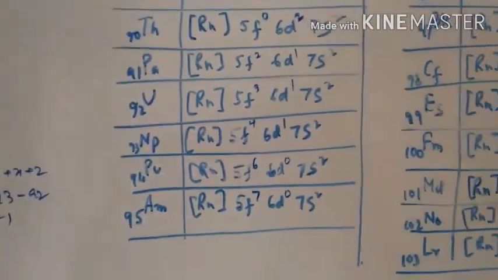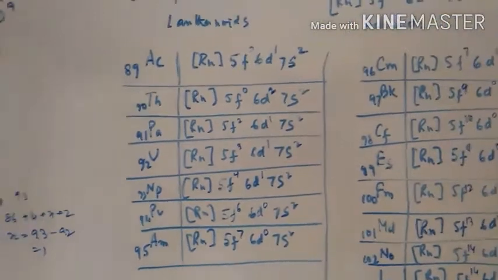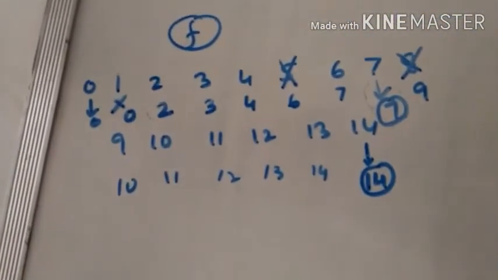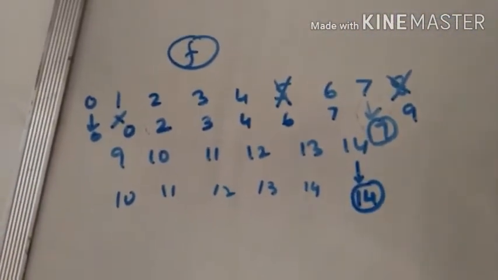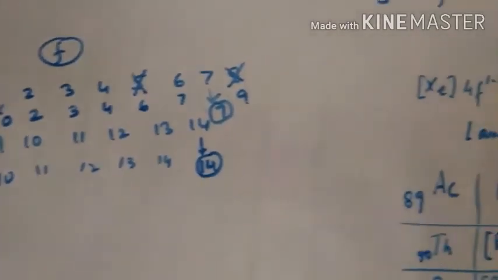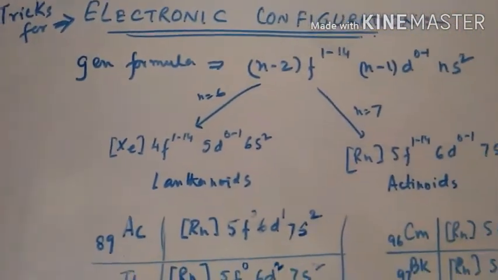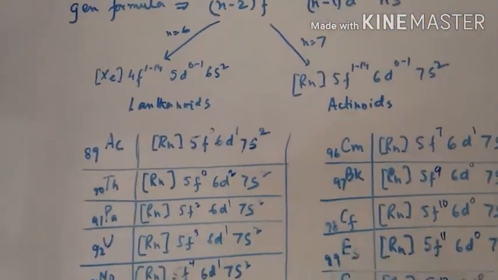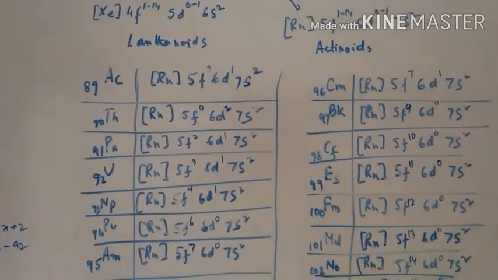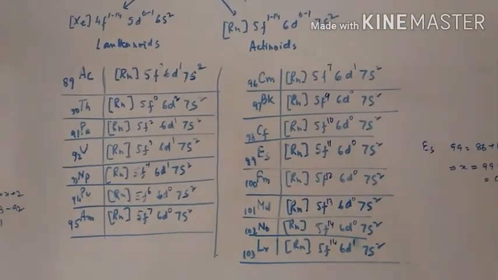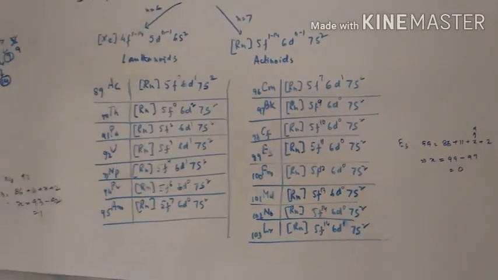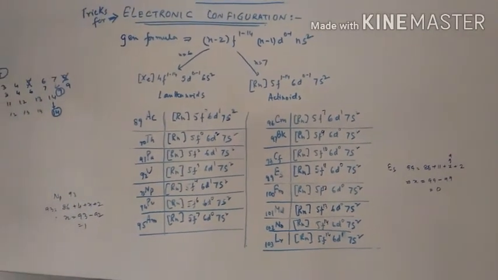So students, this is how, if we know the trick over here, this is the basic trick. Easily we can get the general formula of the electronic configuration of actinide elements. Okay students, so up to this point it should be clear to you.